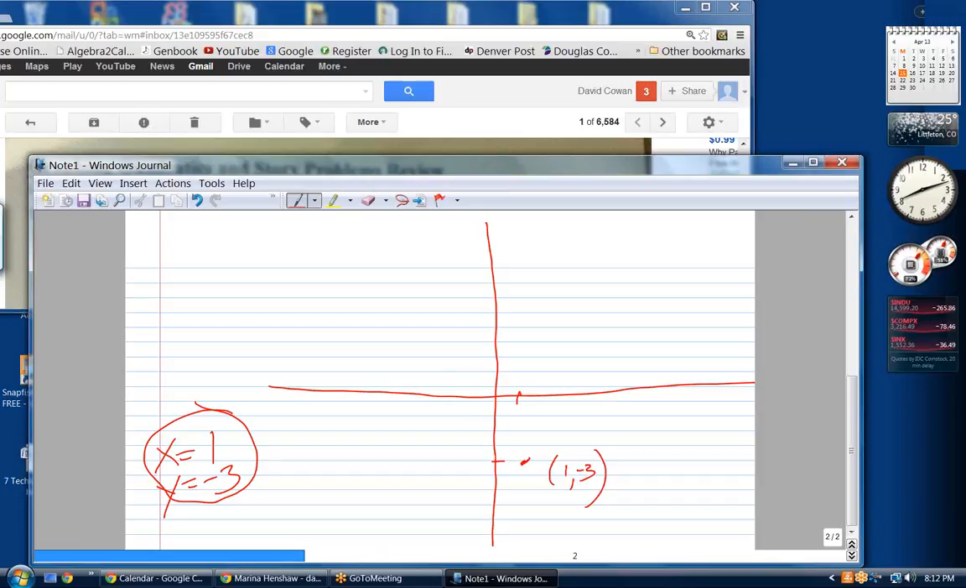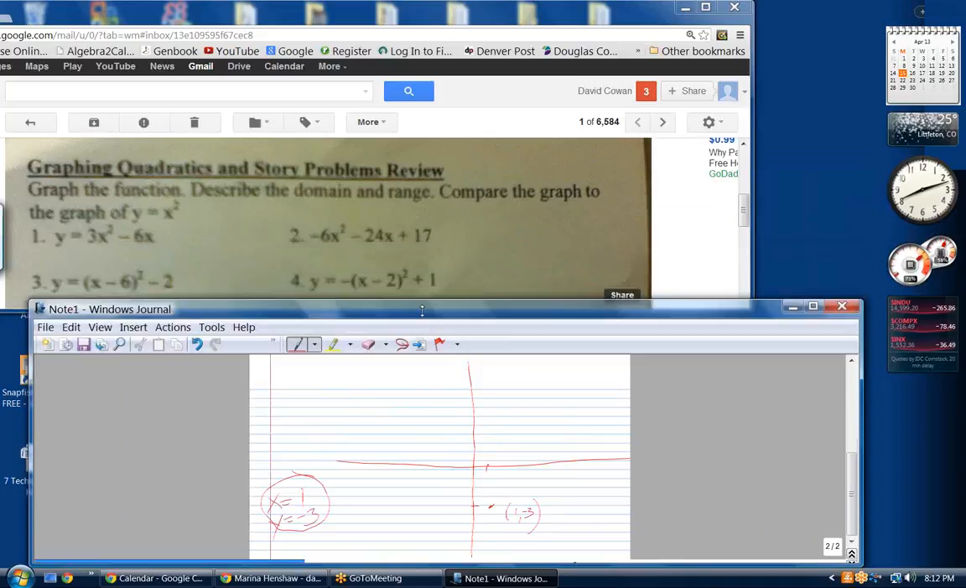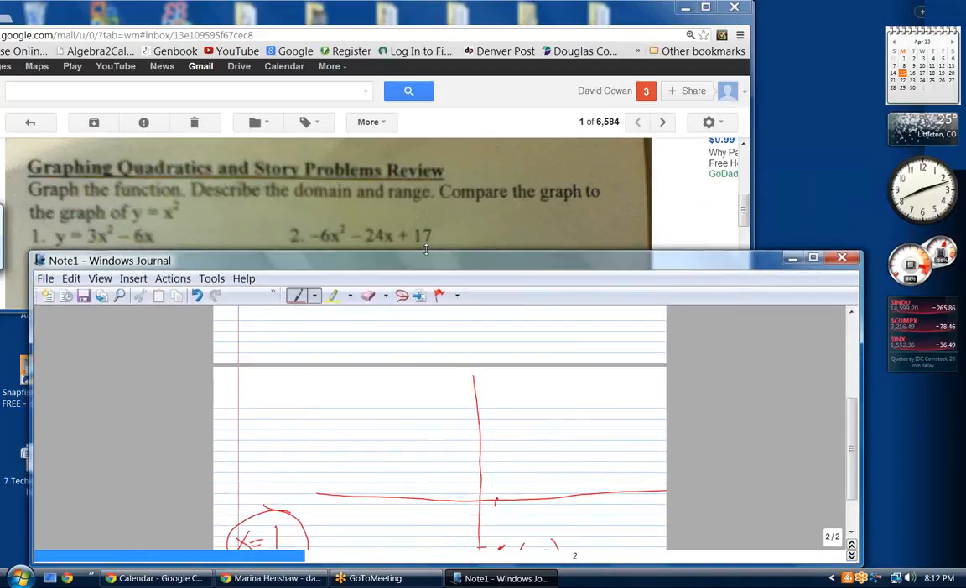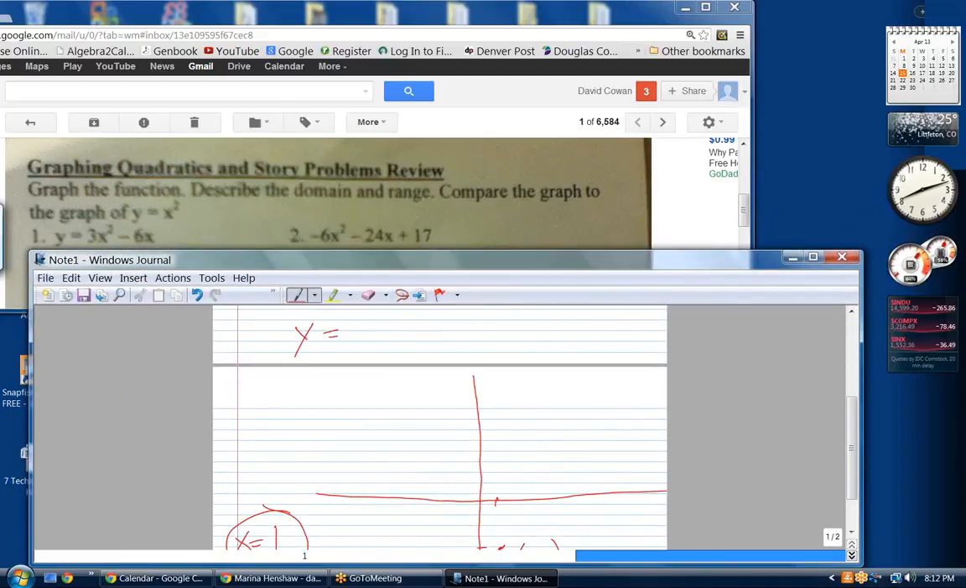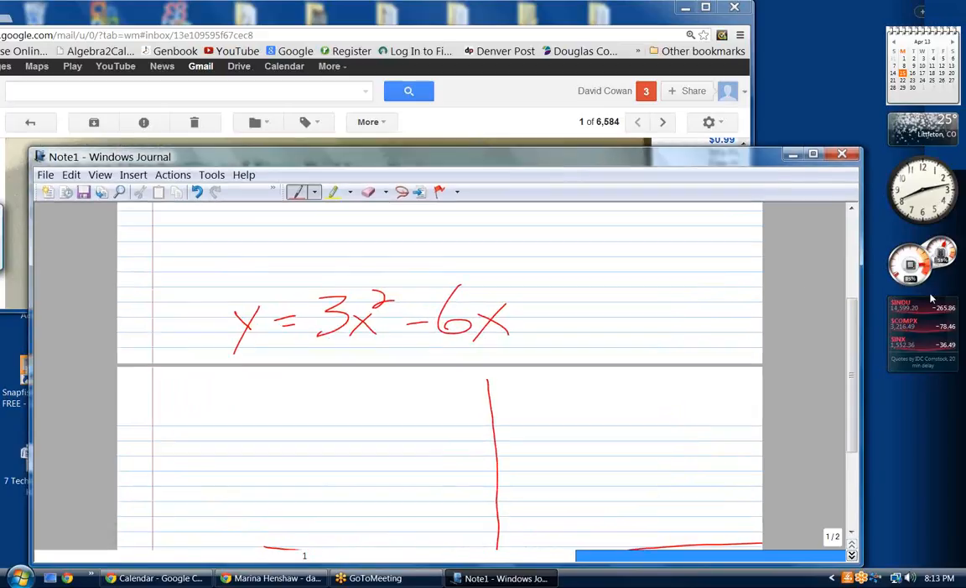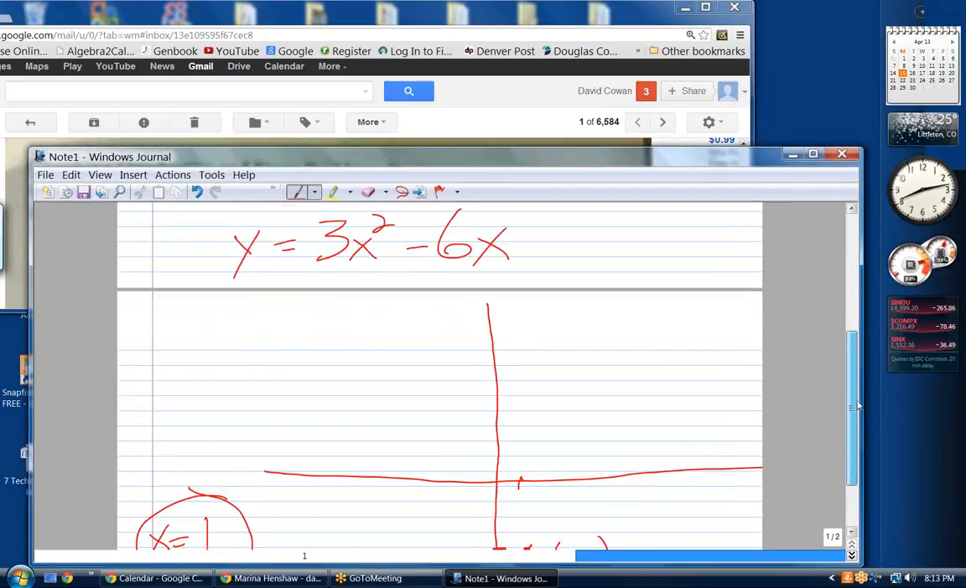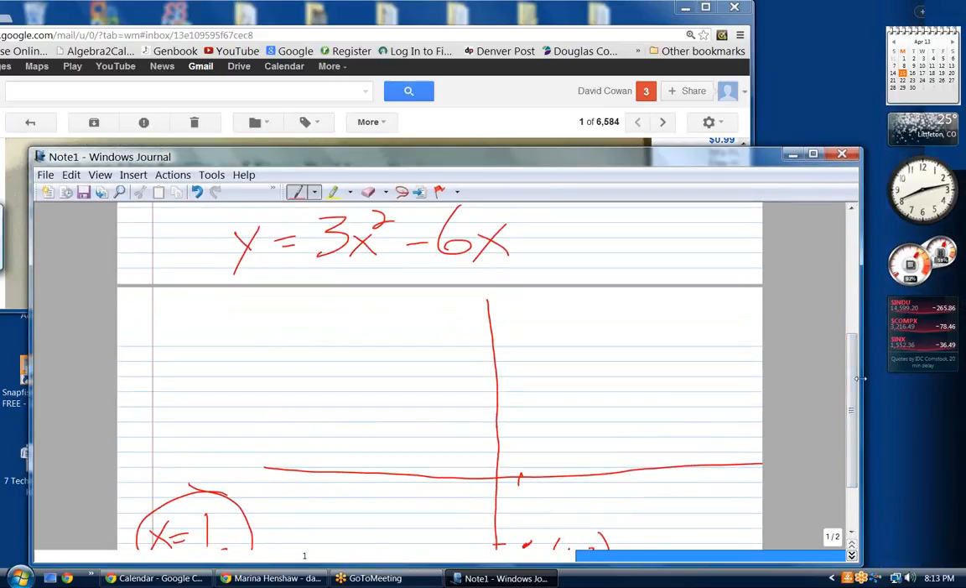And we know it's going to go up. Now, the next thing we could use is some x-intercepts. In other words, if I have y equals 3x squared minus 6x, the next most important thing besides the vertex, because the vertex doesn't tell me everything.